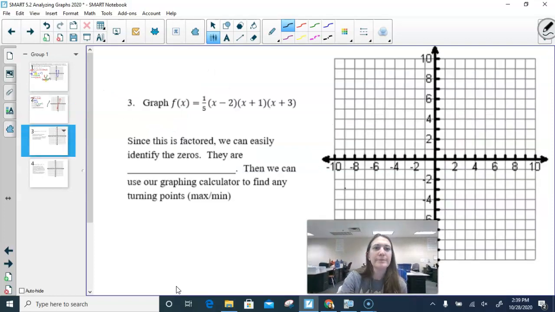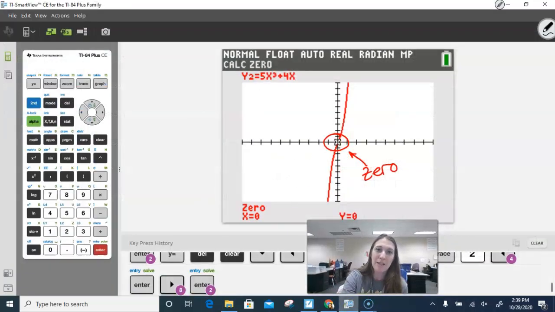Ignore. All right, flip on the back of your notes here. We have a new function: 1/5, and then x minus 2, x plus 1, x plus 3. I'm going to type that into y1, or for me it's in y3. I need y'all to pause the video and get that function typed in.